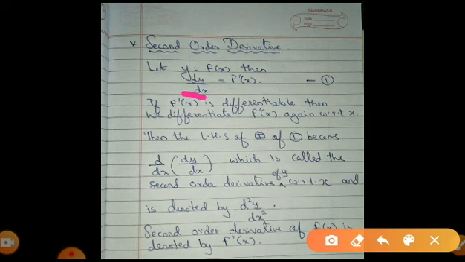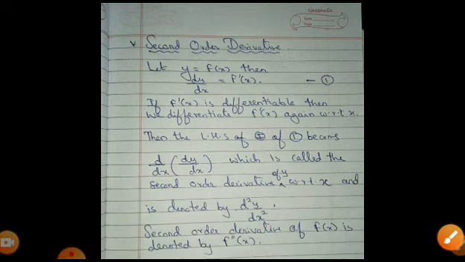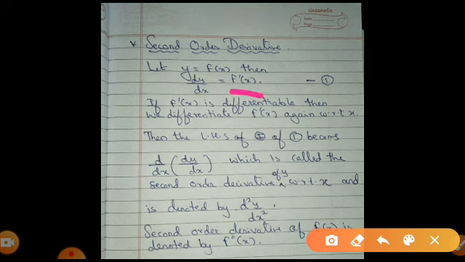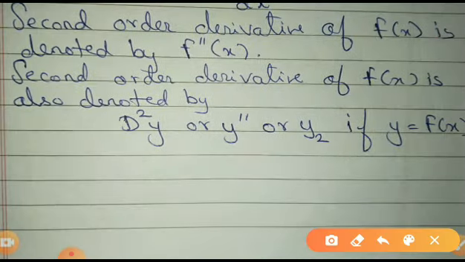And it is denoted by d2y by dx square. That is the symbol for how you are going to denote the second order derivative of y. And this second order derivative of f of x is denoted as follows: first order derivative we write as f dash of x. Second order we can write as f double dash of x. So the second order derivative of f of x is f double dash of x, that we have stated.